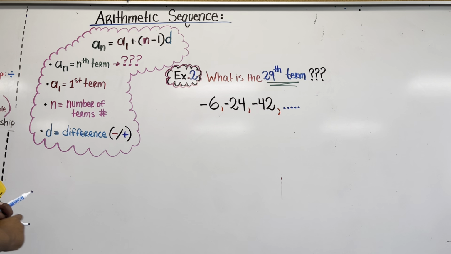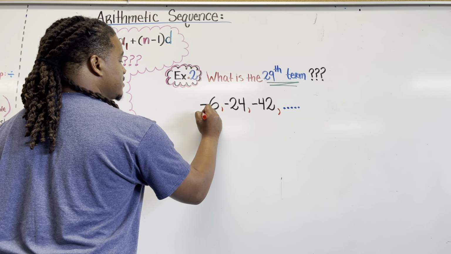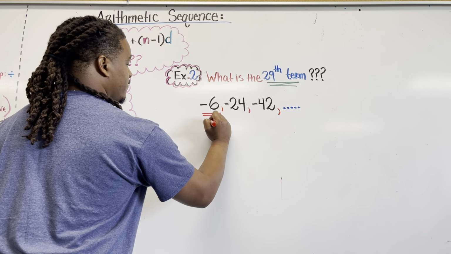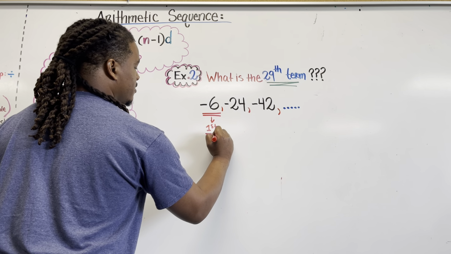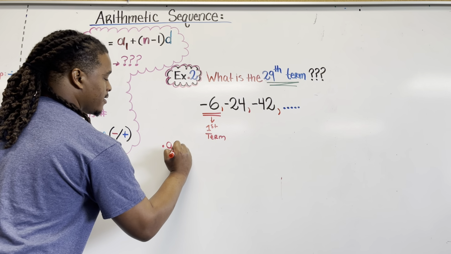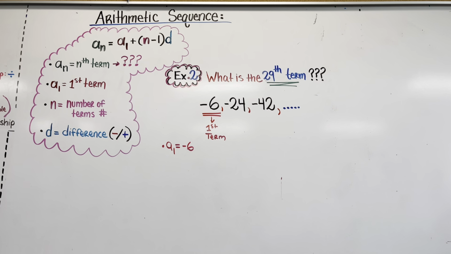So let's start off with A1, which is the first term. We notice that the first term is -6. That's the first term within the pattern. So A1, in this particular case, is -6. So we already have A1 as a value.